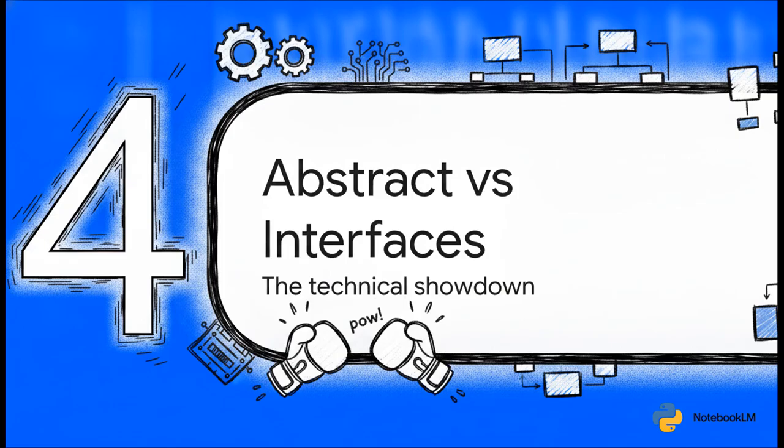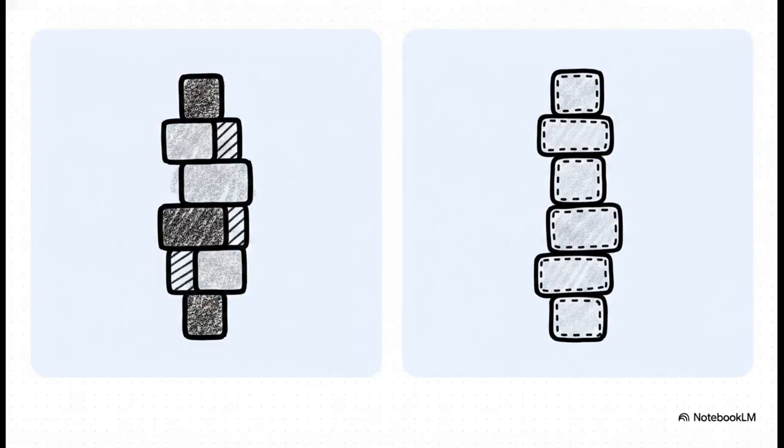All right, section 4, abstract classes versus interfaces. It is time for the technical showdown. So we've seen exactly how both of these core technologies work. But the golden question is, when should you use which? Let's put them head to head.